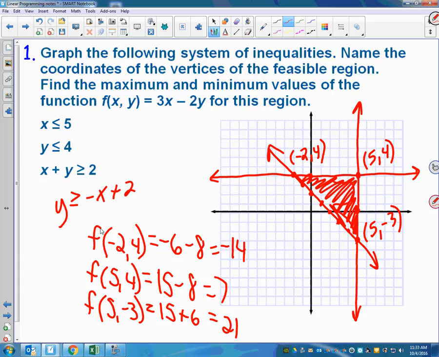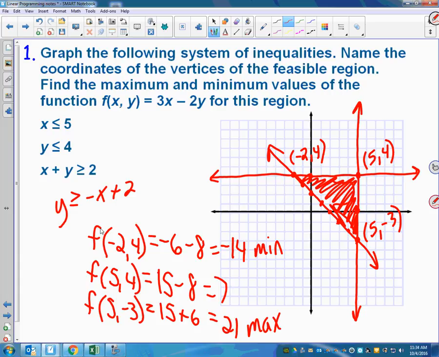So looking at this, we could say that the maximum is 21 because that's the biggest number. And the minimum is -14 because that's the smallest number. And you could really say the maximum is 21 and it occurs at the point 5, -3. The minimum is -14 and it occurs at the point -2, 4. You don't have to say that, but that's just kind of what you could say.